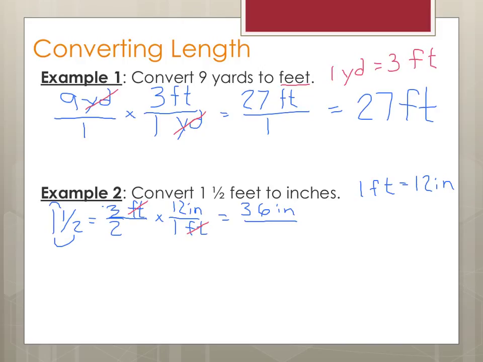And then we multiply across the bottom. 2 times 1 is 2 with no unit. And then we'll finish off that division. 36 divided by 2 is going to be 18 inches.